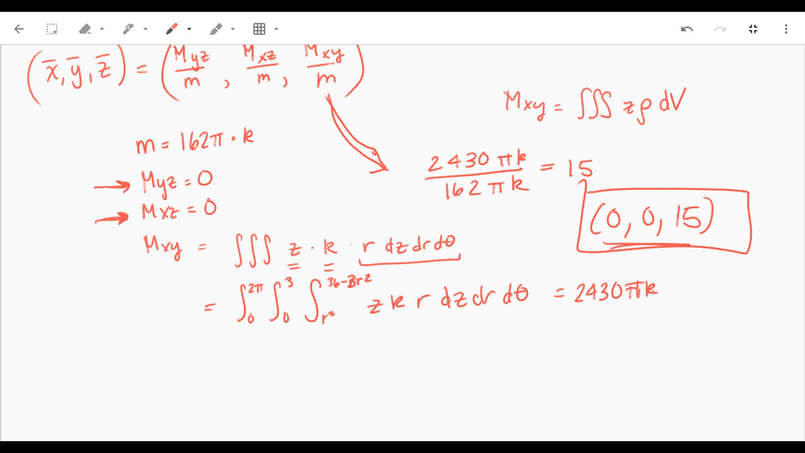Okay, I would encourage you too, if you're not understanding why those are 0, try to do the integration. Try to do these integrals with an x here instead of a z, or with a y there instead of a z, and see why it's going to be 0. Okay, all right, and that's it for 12.6, folks.